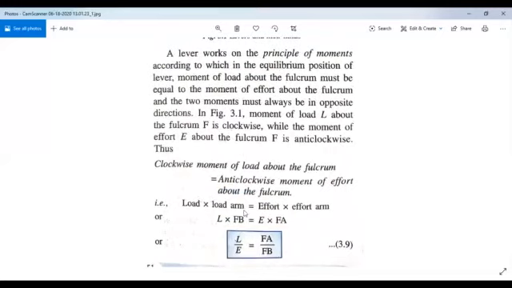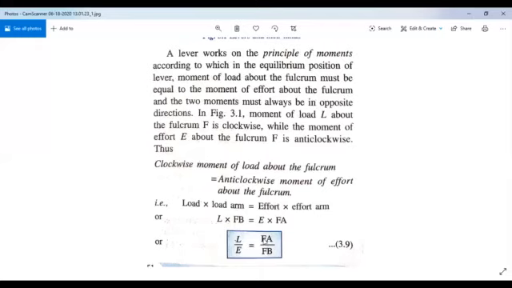That is nothing but load into load arm should be equal to effort into effort arm. So load is L, load arm from that figure you can check the load arm is FB. Effort is E and effort arm is FA. So if you take load divided by effort, it will be FA divided by FB. And we know that mechanical advantage is nothing but effort arm FA divided by load arm FB.